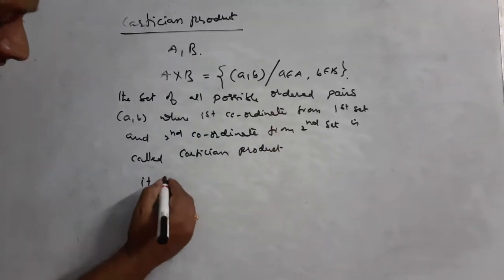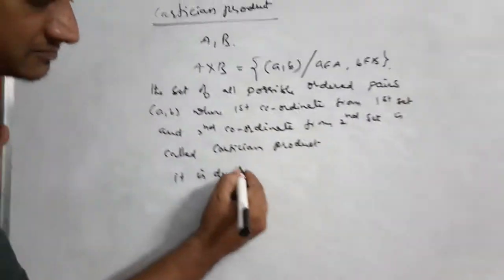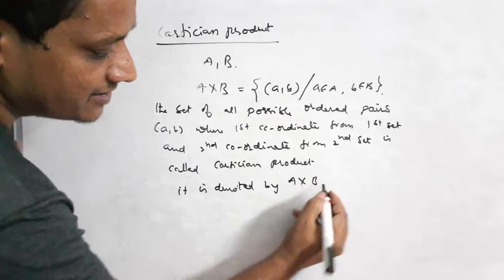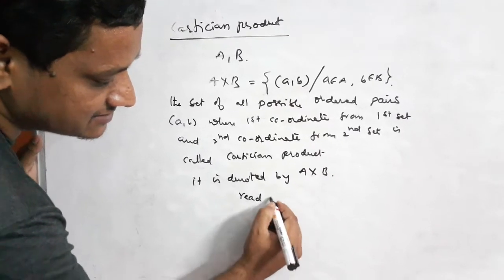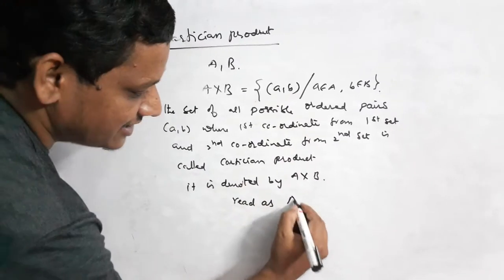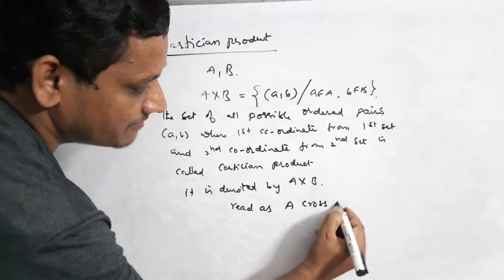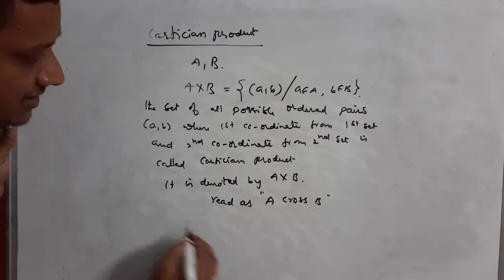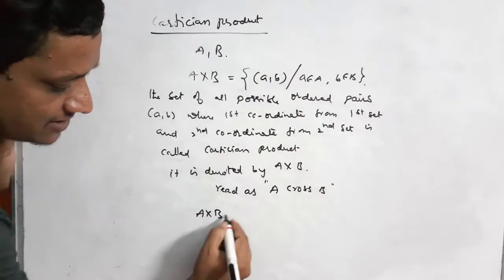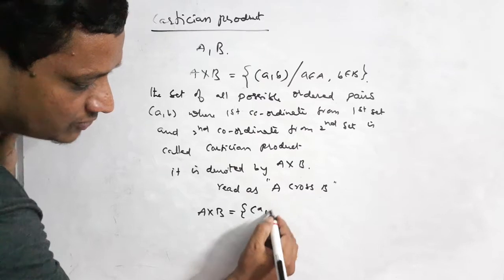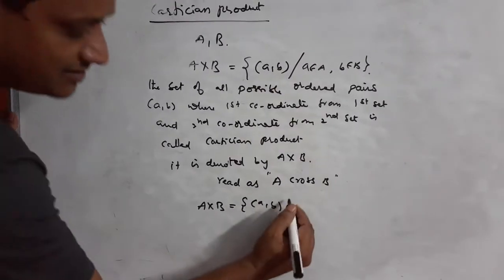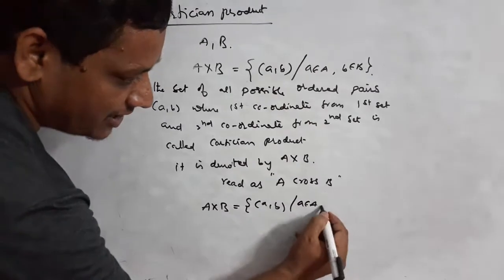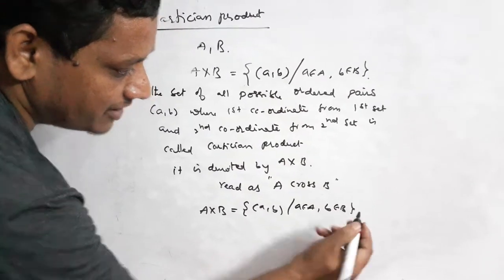It is denoted by A cross B. It is read as A cross B. What is that? A cross B is all possible ordered pairs (a, b) such that the first coordinate is from the first set. That means a belongs to A and b belongs to B.